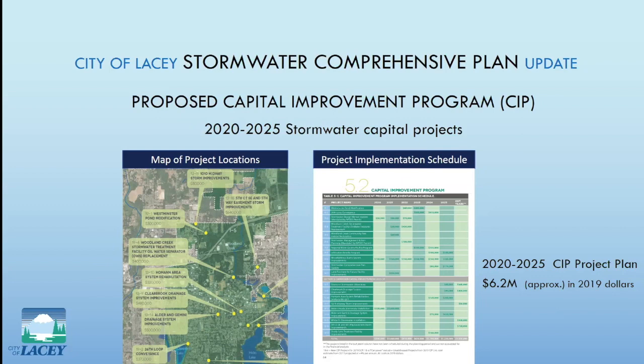And so things tend to be a little bit fluid in the implementation schedule, but this gives us a starting point and a sort of a framework for the projects that we would like to accomplish over the next 5 years and beyond. Our total CIP project plan, as shown here, is about $6.2 million in 2019 dollars. That's from the initial cost estimates. And it's a reduction from what we had in the previous CIP cycle. We're trying to keep a lid on costs. So we've got it down to what we think is a pretty reasonable program.